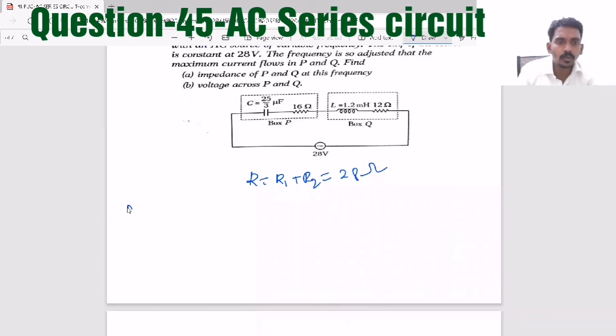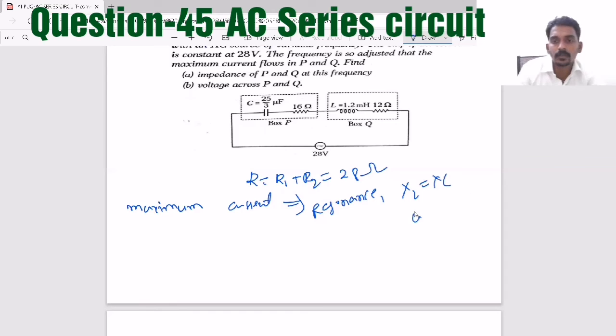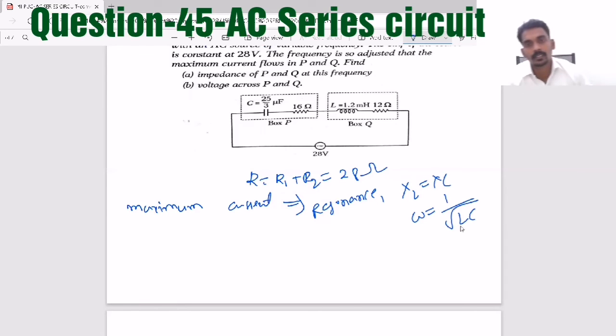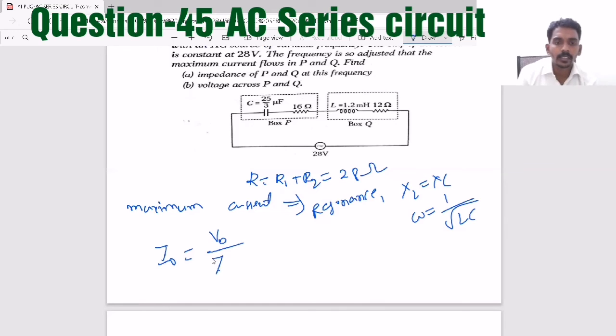But the very first thing you have to do here is, they are telling the maximum current. See, maximum current implies resonance condition. Resonance condition means XL equals XC, nothing but omega equals 1 by root LC. Then you will get the frequency value omega. After getting that, the maximum I naught will become V naught by Z, and Z will become minimum, that is nothing but resistance. Then you will get the I naught value.